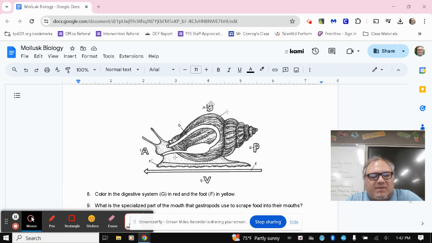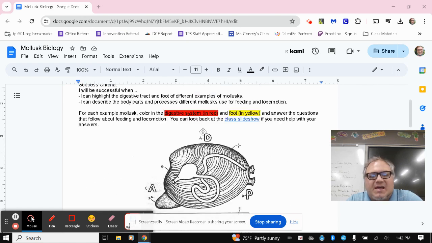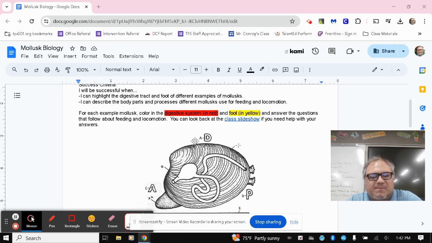You'll probably remember these types of abbreviations when we start talking about directional terminology. So, again, anterior, posterior, dorsal, ventral. Again, just kind of helps you orient around the body of these animals. That's not so much important as when we're looking at the digestive tract and the foot of each one of these. So, we're going to highlight the digestive system in red, the foot in yellow.